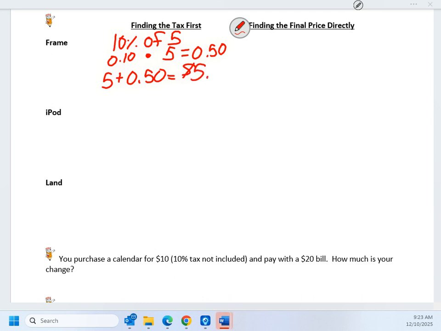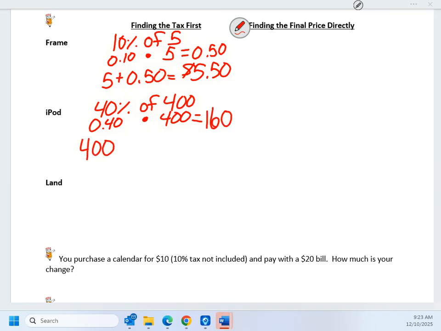So the cost of our picture frame is $5.50. So let's use this method for the iPod. There's a 40% tax on the iPod. So we need to find 40% of that $400 iPod. So 40% is 0.40, of is multiply. What is 40% of 400? Fernanda? 160. So if we started at $400, we need to increase it, add it by that 160, and our final cost would be $560.